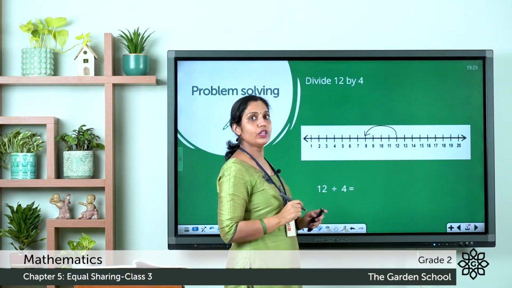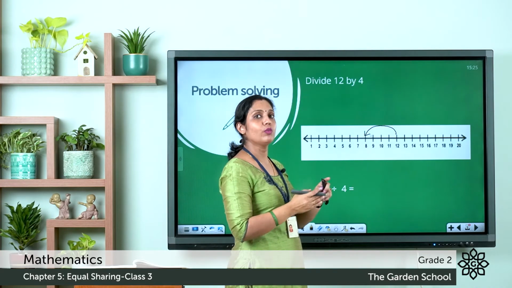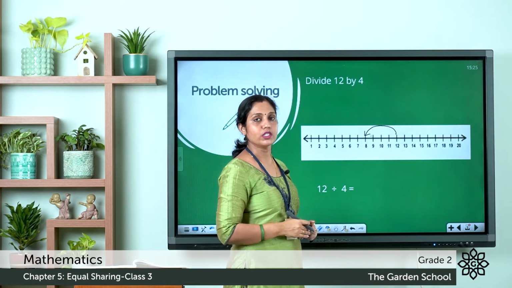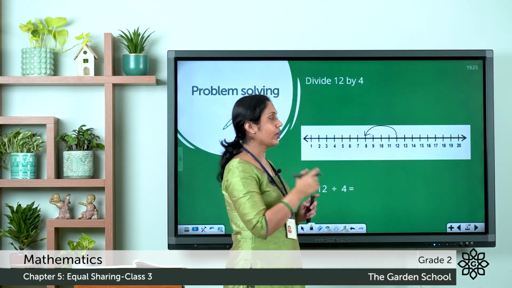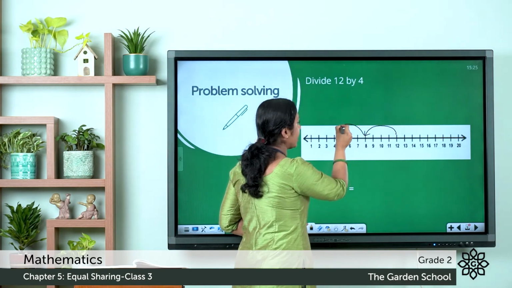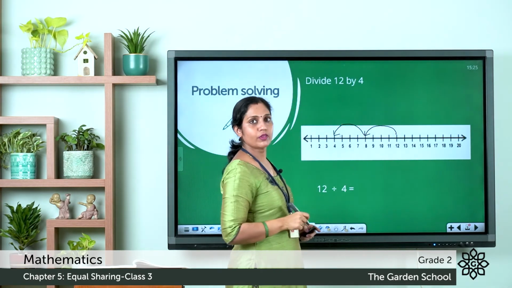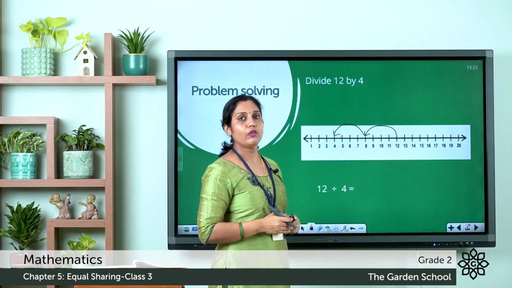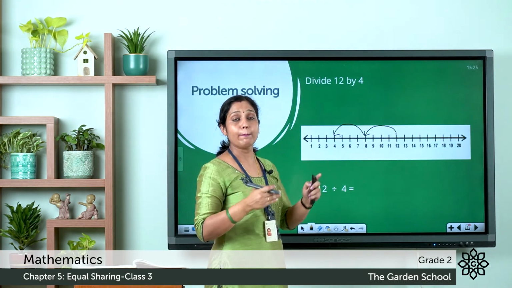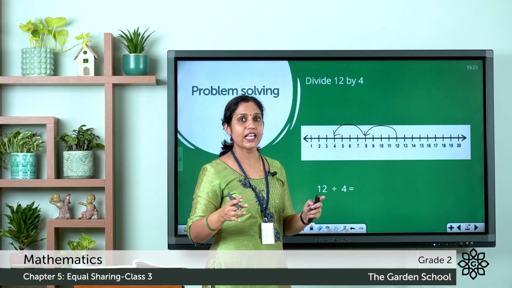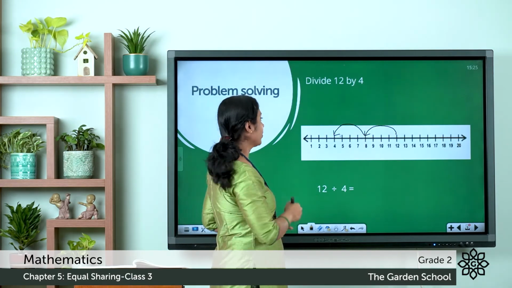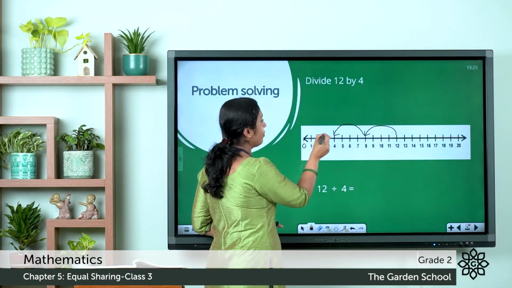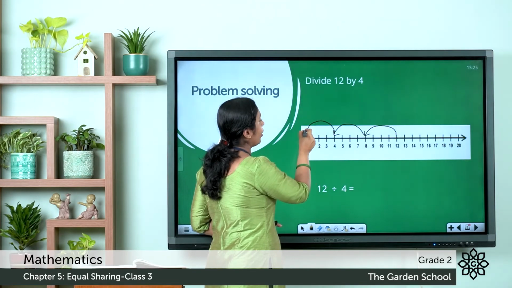Now what we have to do? From this 8 we have to move again 4 numbers backwards. So 8 minus 4 is again 4. Now what we have to do? From this 4 again we have to move backward 4 steps. So 4 minus 4. What is the answer? It is 0. So let's write 0 here and mark the arrow here.